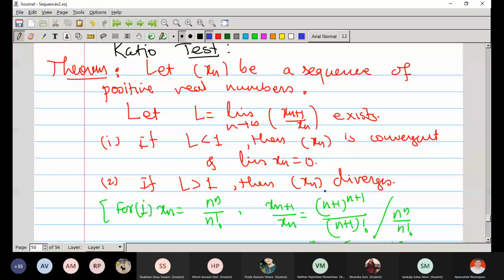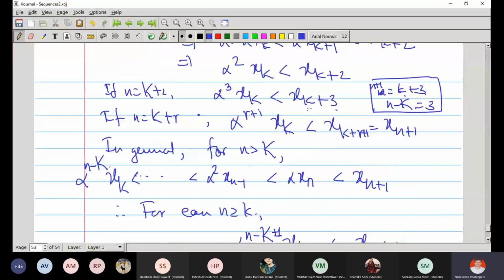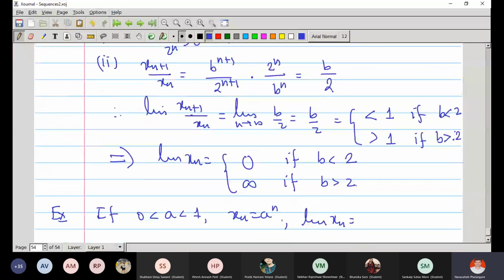Correct? So the first thing is clear, that all xn are positive. Now we are interested in the limit of xn plus 1 upon xn, not xn. So what is the limit of xn plus 1 upon xn? It is b by 2.